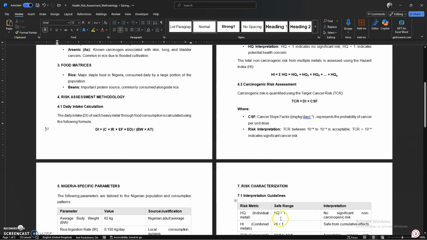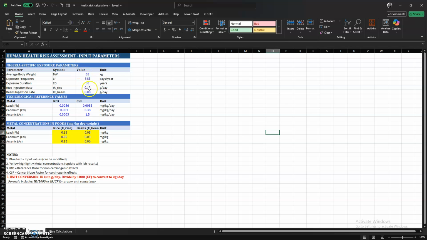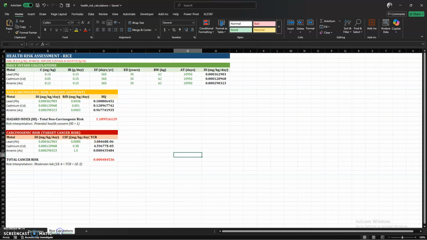So now you can go to your Excel sheet. These are the parameters we've already obtained from the survey and every other source. Then this is the concentration of lead in rice, concentration of cadmium in rice, concentration of arsenic in rice, and these are also the concentrations of lead in beans, cadmium in beans, and arsenic in beans. So you've done the lab test and obtained these values. Now you can go to your cells.